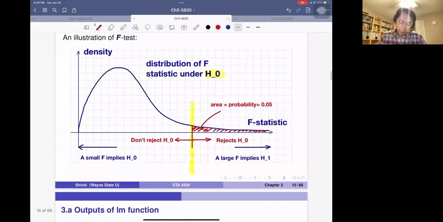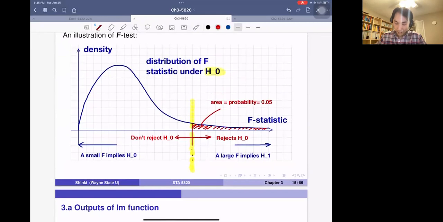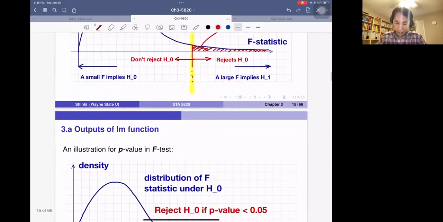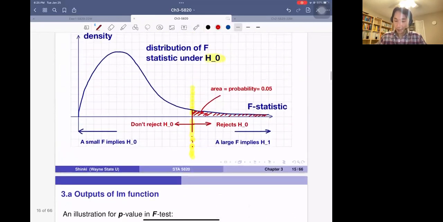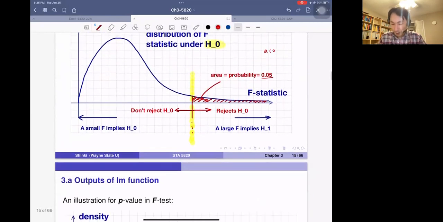So basically, we can compare our F statistic with this value, this threshold. But often the threshold is kind of subjective. You may want to use 0.01 if you are conservative, or if you are very aggressive, maybe you can use 0.10. And the threshold really depends on the person.